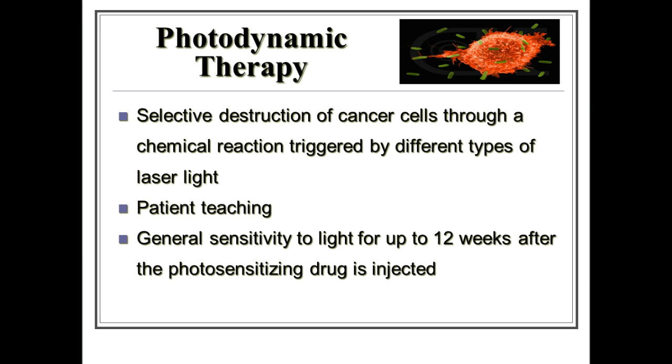The next type of therapy that you would do is photodynamic therapy, and basically that's selective destruction of cancer cells through a chemical reaction triggered by different types of laser light. So the main thing that you would tell a patient getting this, to prevent complications, is that the patient is usually going to have some type of sensitivity to light for up to 12 weeks.